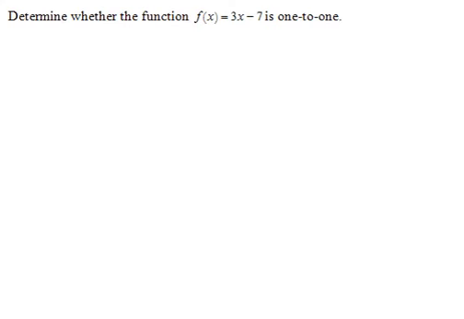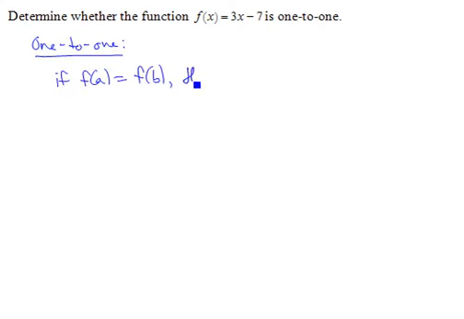Determine whether the function f of x equals 3x minus 7 is 1 to 1. Well, the definition of a one-to-one function is based on the condition that if f of a equals f of b, then a equals b. In other words, the only time that the outputs of the function are the same is when the inputs of the function were the same as well.